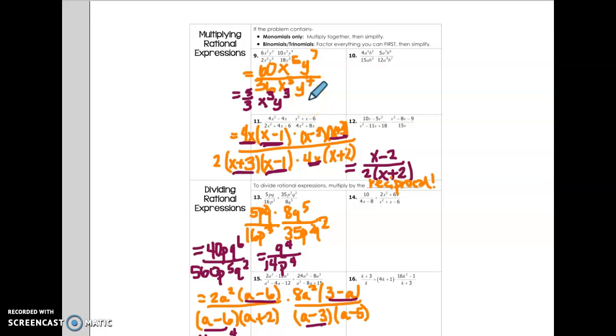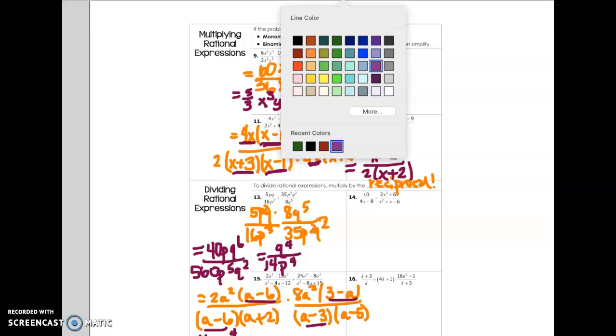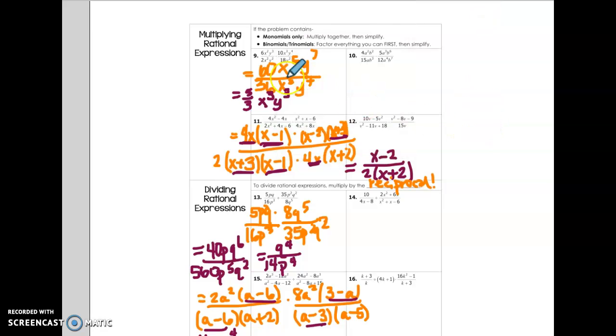So if you see common factors in numerator and denominator anywhere across the numerator and denominator for multiplying, then you could cancel them out. So I'm going to show you actually probably another way to do number 9 here in a minute. Okay. All right, so number 9, it's a monomial. I just multiplied across and then simplified.